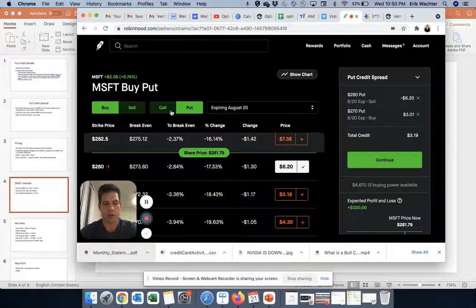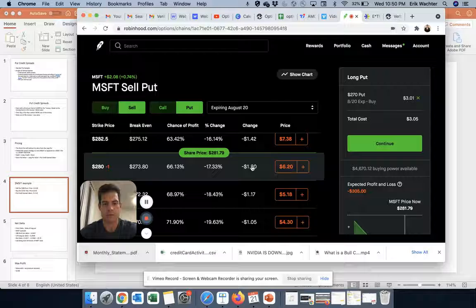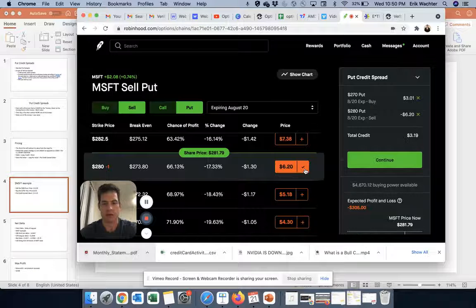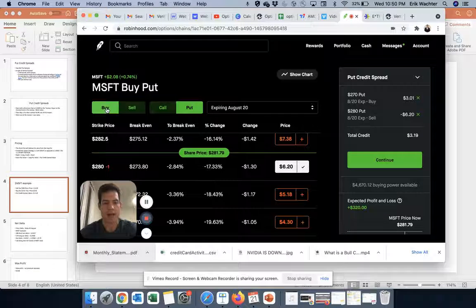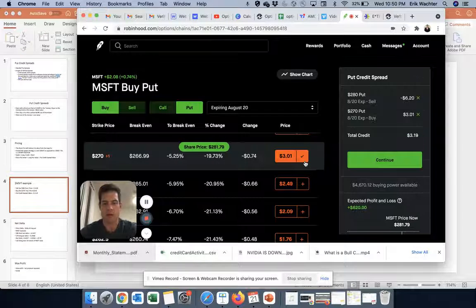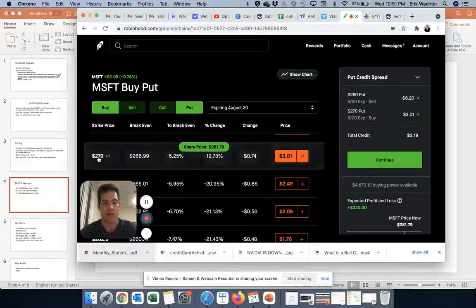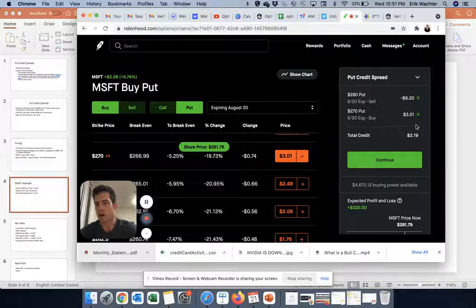First, we're going to sell a put. Here is the 280 put, and we're short this one, so we're selling the 280. Then we select buy, and notice we're still in the August 20th expiration date, so the expiration date stays the same. Then we select buying the put at 270. Here you see sell and buy, so we're short.